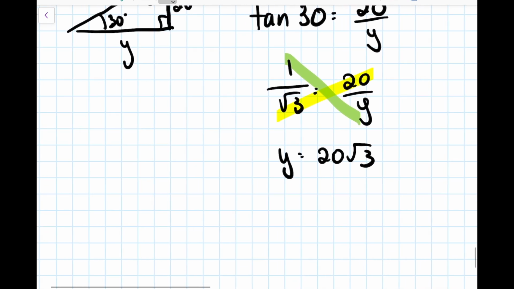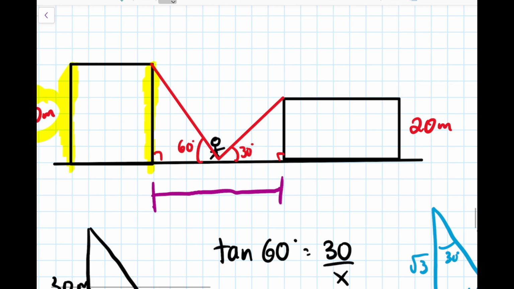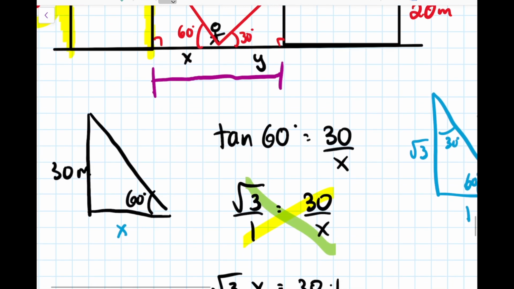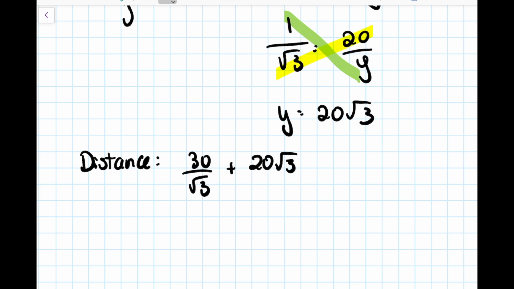To get our total distance, so if we know the distance from where Kelly is standing to each of the buildings, x and y, all we have to do is add those two things together. So our distance is 30 over root 3 plus 20 root 3. And that's all going to be in meters. I would honestly be totally fine if you left this here.